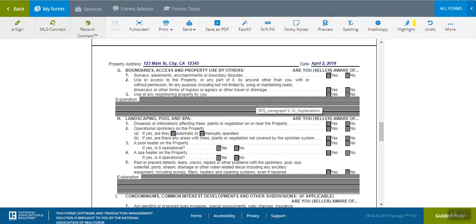The next part asks questions on boundaries, access, and property use, and whether seller is aware of any boundaries and easement disputes. If any, with or without permission, is using part or all of the property. If any questions were answered yes, the seller will give an explanation. The next part asks about landscaping, pool, and spa, and whether the seller is aware of any infestation on or near the property. Sprinklers, heaters on pool and spa, and whether there are any past or present defects with any of the equipment. If any of these questions were answered yes, the seller then gives an explanation.